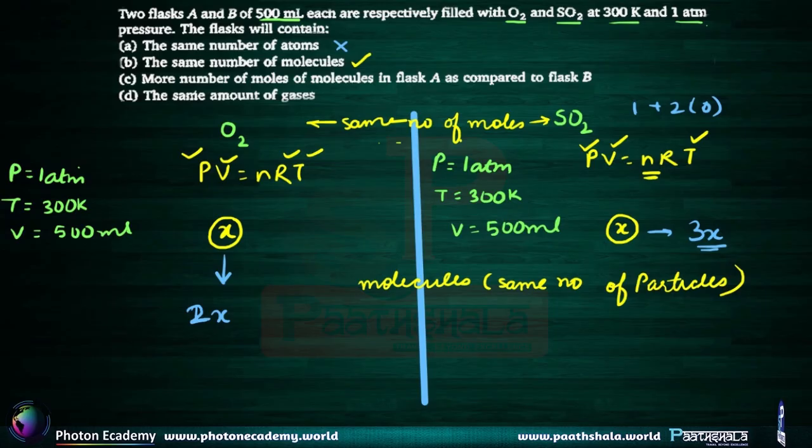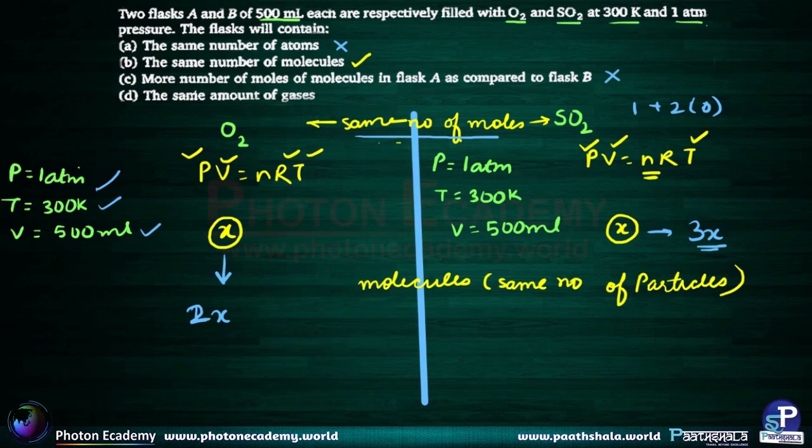More number of moles of molecules in flask A as compared to flask B. This statement is also not correct. Why? Because we have seen that they would have the same number of moles because of the pressure, temperature and volume being the same. So this statement is also incorrect.